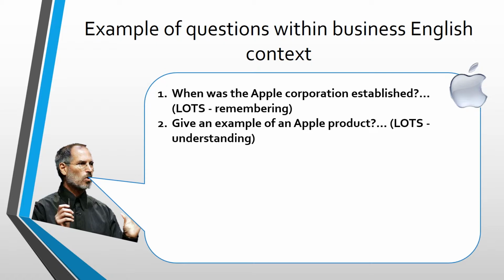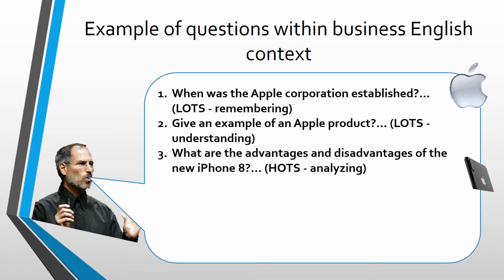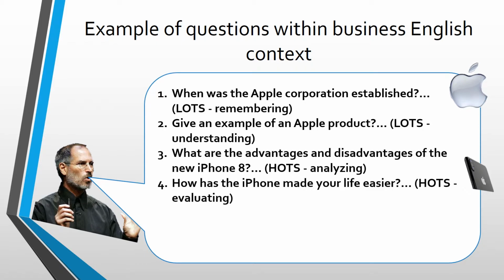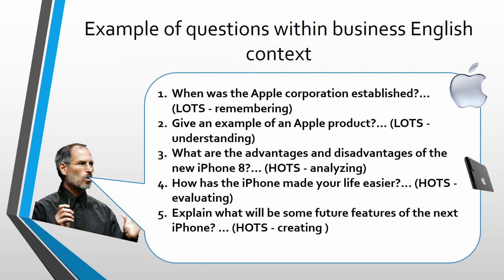Another example of LOTs, with the level of understanding. Number 3: what are the advantages and disadvantages of the new iPhone 8? Now we're focusing on higher order thinking skills within this question, the level of analyzing. Number 4: how has the iPhone made your life easier? Again, HOTs, the level of evaluating. Number 5: explain what will be some future features of the next iPhone. Also higher order thinking skills, but this is at the highest level, if you remember, back within that colorful pyramid at the very top: the level of creating.